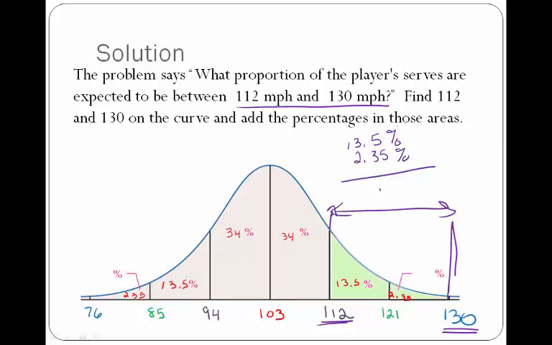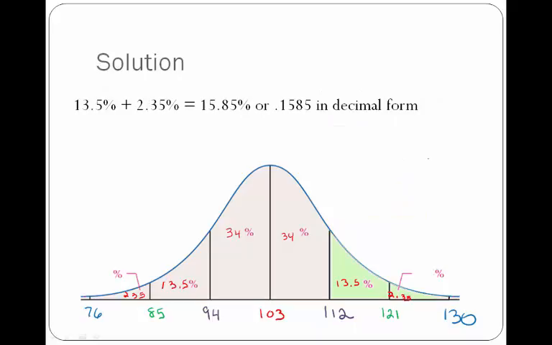If we had 13.5 and 2.35, I didn't do a very good job of lining up my decimals. This would be a 5, an 8, and 15, so 15.85% of the serves we would expect to be between 112 miles per hour and 130 miles per hour. If we put that in decimal form because it asks for proportion and not percent, then we would say 0.1585 of the serves would be in that speed range.